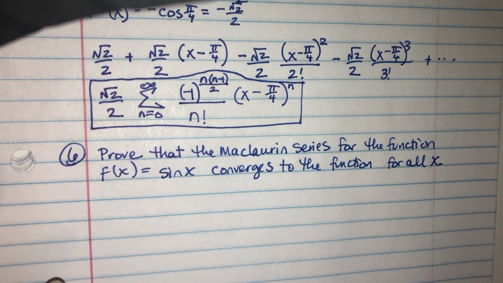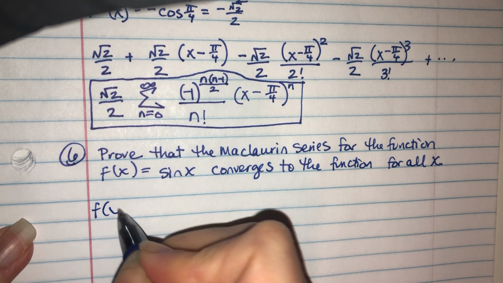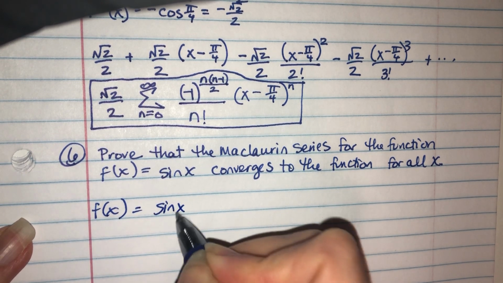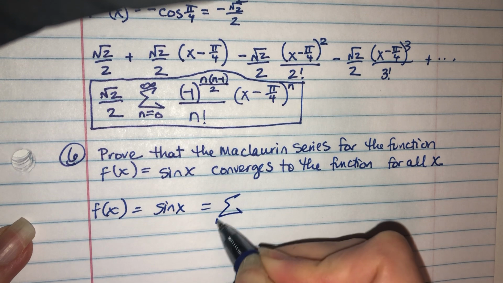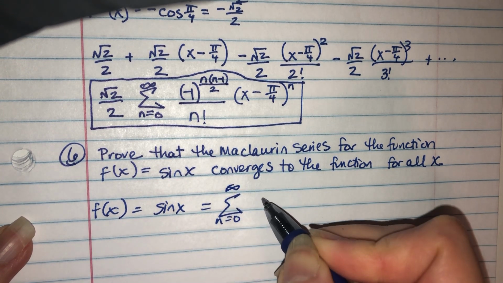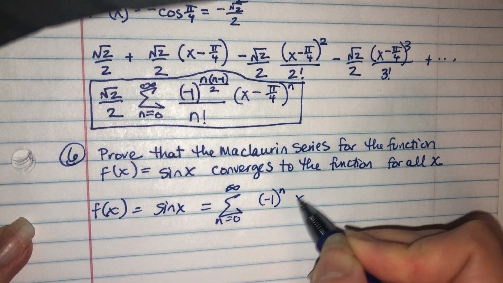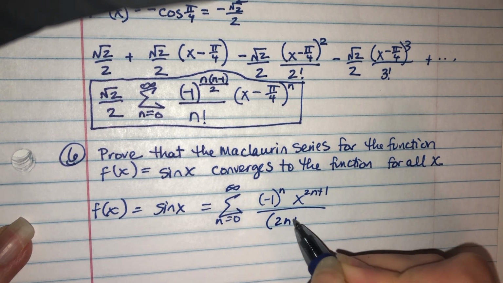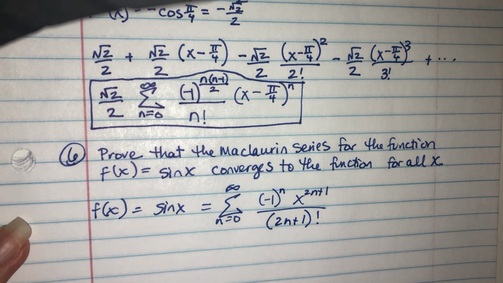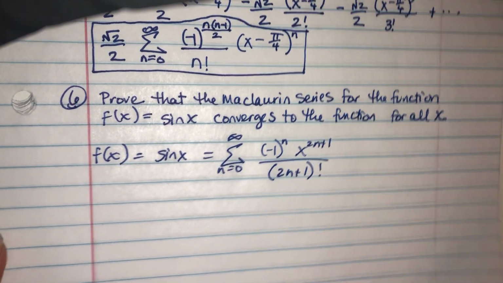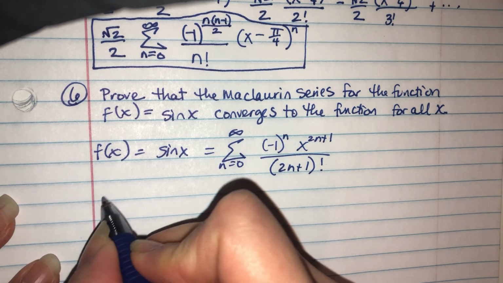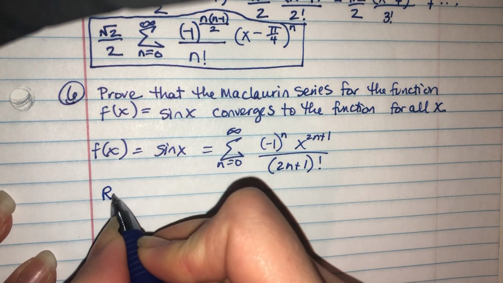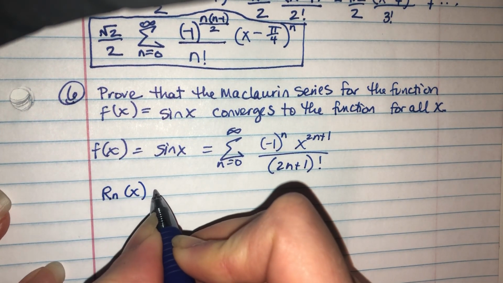Okay, so what we're saying is this f of x equals the sine of x is going to equal the sum from n equals 0 to infinity of -1 to the nth power times x to the 2n plus 1 over the quantity 2n plus 1 factorial. Okay, that is always going to be the same. Now, how are we going to do this? Well, I want to use this Lagrange error-bound formula that I introduced to you previously, the remainder of a Taylor polynomial.